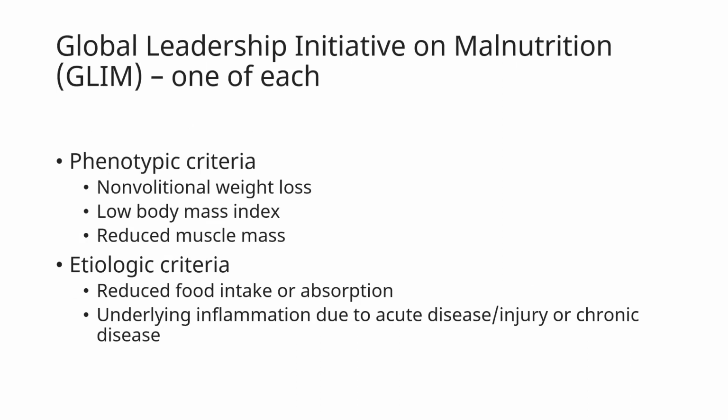Alternatively, the Global Leadership Initiative on Malnutrition, or GLIM, created 2 types of criteria. Meeting 1 of each, phenotypic criteria and etiologic criteria, will make the diagnosis of malnutrition.